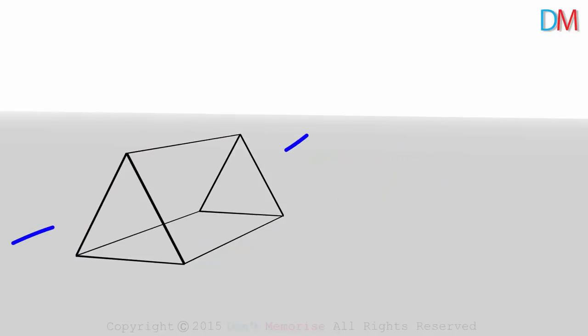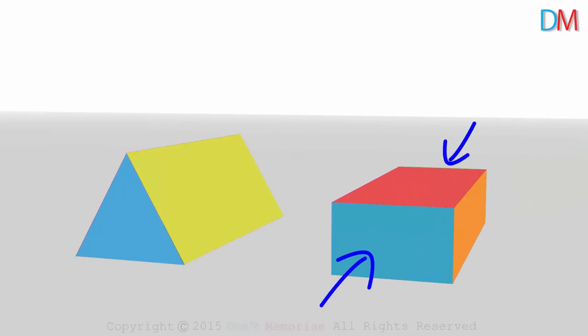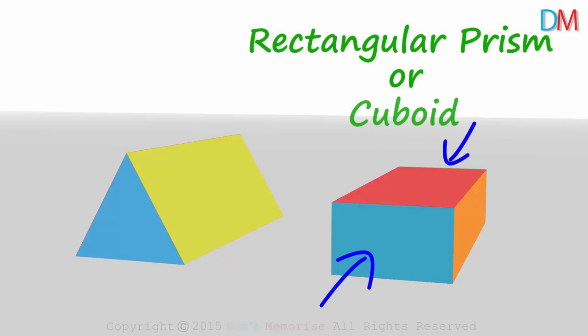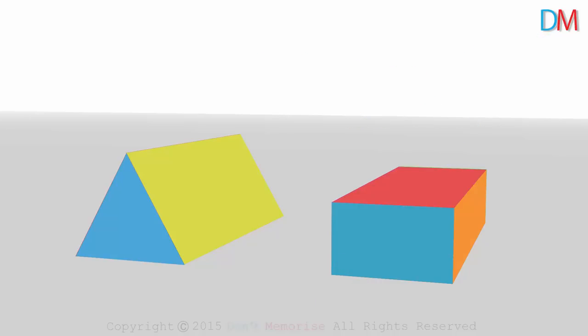This is the figure of a triangular prism. It's a triangular prism because the two bases are triangles and the other faces are rectangular. If there were two rectangles as the bases, it would have been called a rectangular prism or a cuboid. Now let's try to draw the net of a triangular prism.